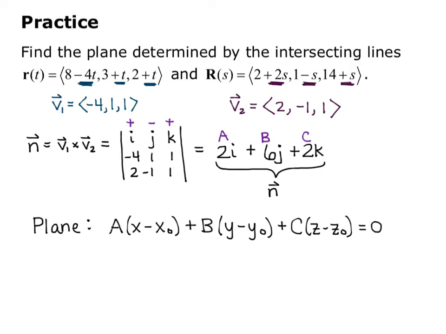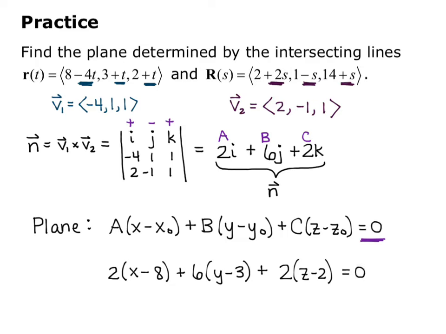And remember the equation for a plane is A times x minus x naught plus B times y minus y naught plus C times z minus z naught equals 0. So I have 2 times x minus 8 plus 6 times y minus 3 plus 2 times z minus 2 equals 0. Remember the point that we found was letting t equal 0, we got the point 8, 3, 2. And so that's where the -8, -3, -2 are coming from in this equation.